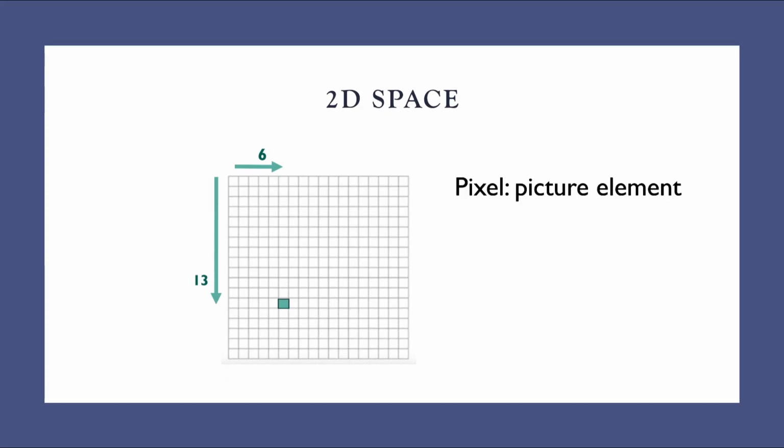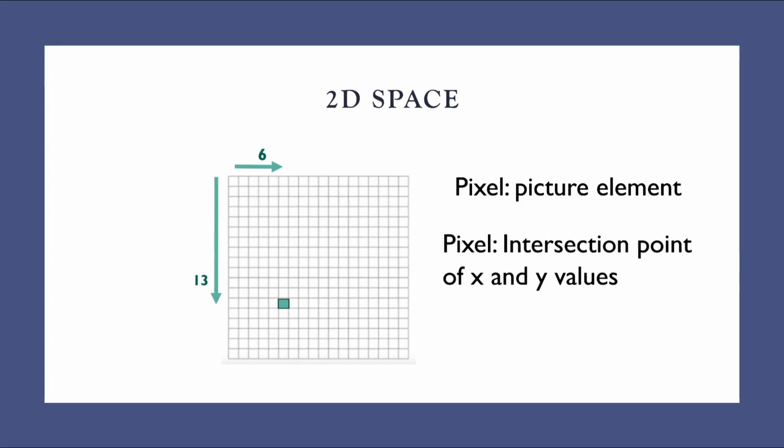Generally, pixel is abbreviated from picture element. Now with this information we can define what a pixel is. Pixel in 2D space is nothing but an intersection point of x and y values. So this pixel can be represented as 6, 13. 6 represents the x value, 13 represents the y value.